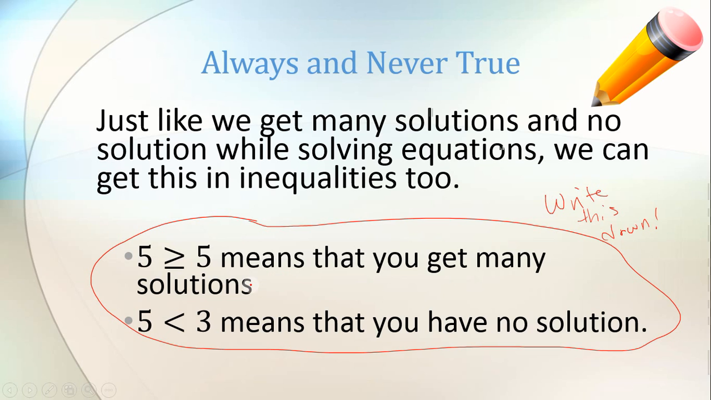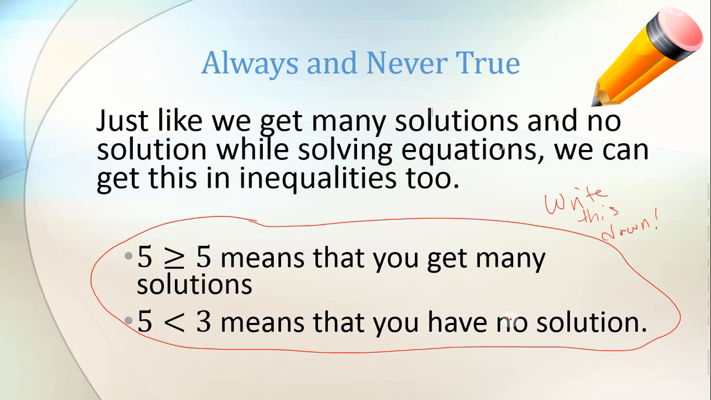So just like when we would get 5 equals 5, we would say infinitely many. We would say infinitely many solutions if we ever get a number equals a number, or x equals x, or x is greater than or equal to x. Now, if you ever get like 5 is less than 3, something that's absolutely not true, this means that you have a no solution problem. So that means that there is no way that we can solve that inequality.